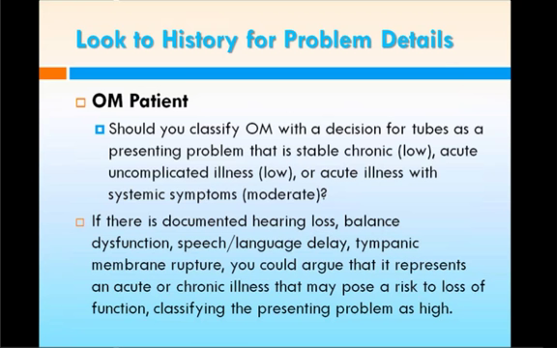Although documentation might sometimes support a high presenting problem, you'll probably be above low for otitis media leading to surgery. In most cases, the risk would be at least moderate, falling under either chronic illness with progression or acute illness with systemic symptoms. And so there, you could really be looking at the actual otitis media diagnosis that they're using. Are they using an acute code or are they using a chronic code in order to be able to help you look at that presenting problem's level?